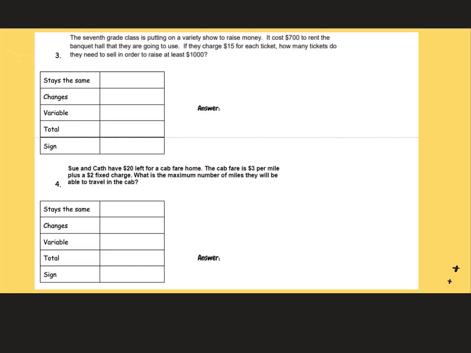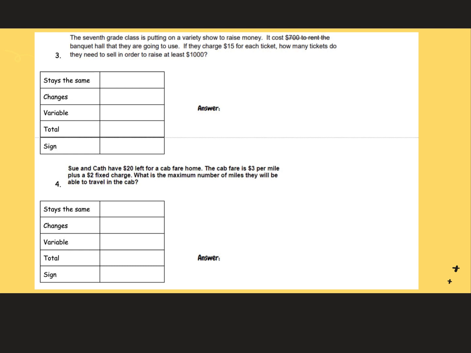All right. So the 7th grade class is putting on a variety show to raise money. It costs $700 to rent the banquet hall they're going to use. If they charge $15 for each ticket, how many tickets will they need to sell in order to raise at least $1,000? All right. So again, let's go through and pick out the key information.